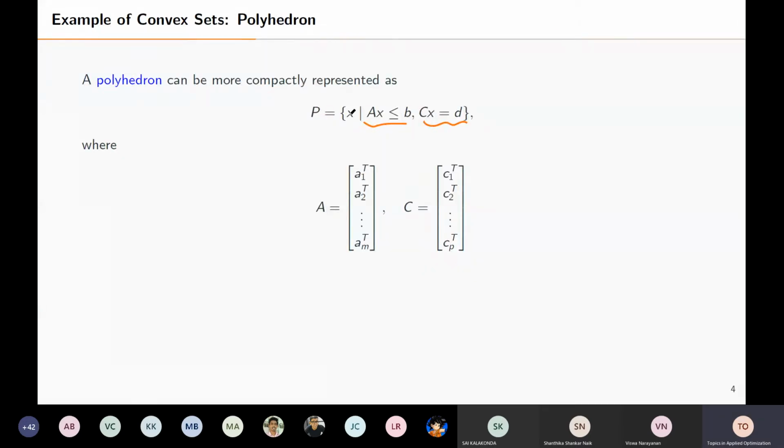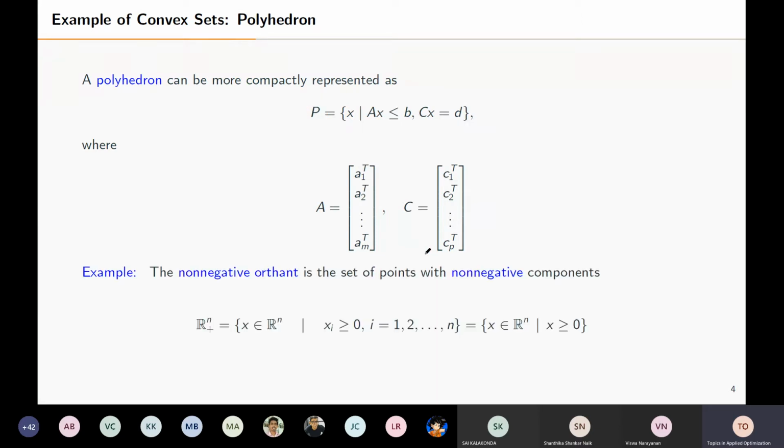Okay, so we can compactly write a polyhedron in this form. That's what happens when you go for higher dimensional problems. Things get transformed into matrices and vectors, and that is why linear algebra becomes important regardless of which field you work in. So that's what I explained. This is the A matrix and this is the C matrix.